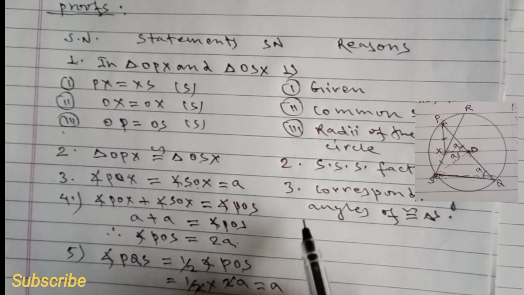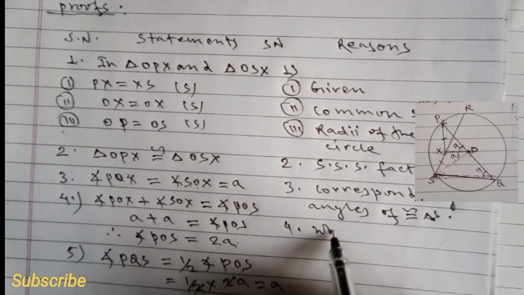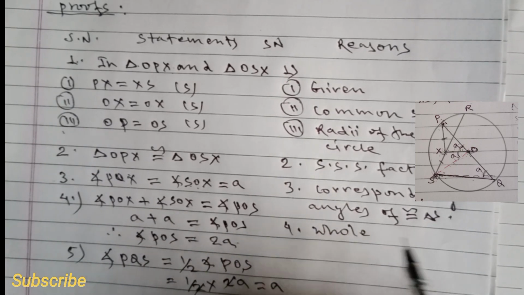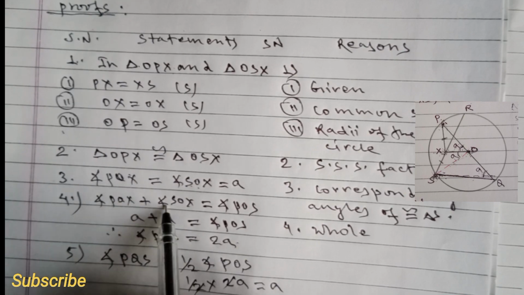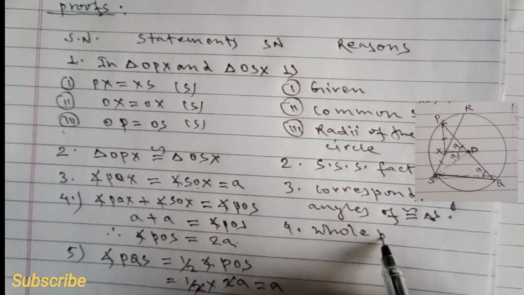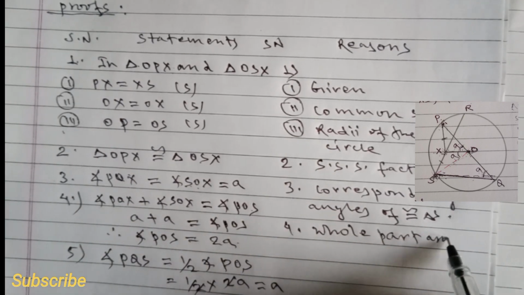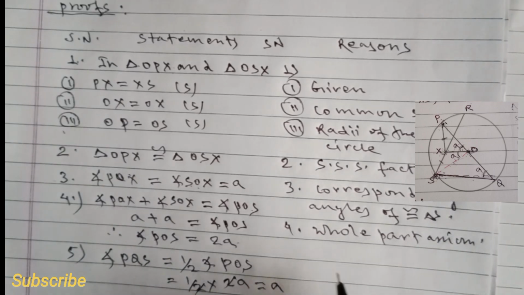So the reason of statement 4 is whole part axiom. By adding parts of an angle we get the whole angle. So this is the whole part axiom. The reason is by whole part axiom.